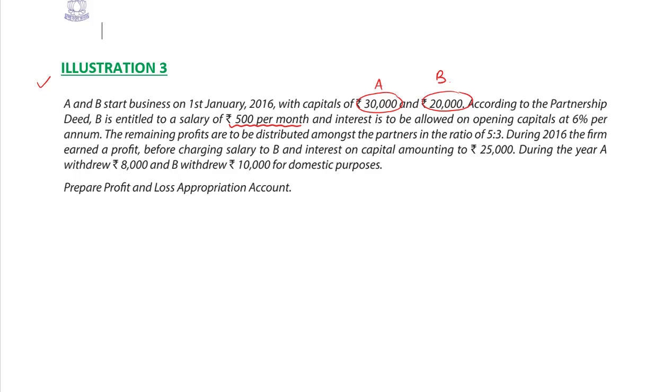B is entitled to a salary of 500 per month, and interest on opening capital is allowed at the rate of 6% per annum. The remaining profit is to be distributed in the ratio of 5:3. During 2016, the firm earned a profit before charging salary to B and interest on capital, that is 25,000 during the year. A withdrew 8,000 and B withdrew 10,000 for domestic purposes.